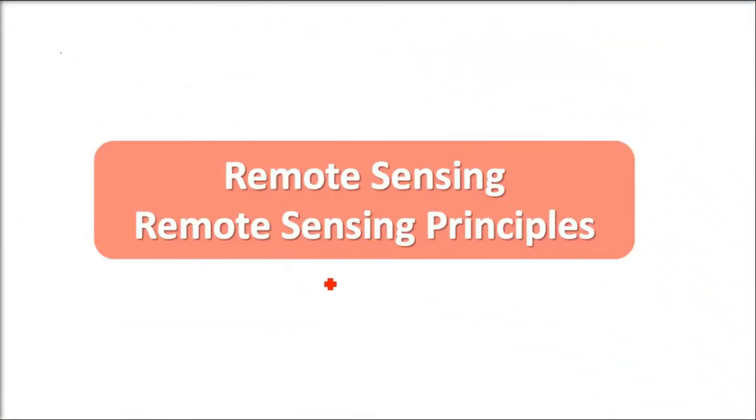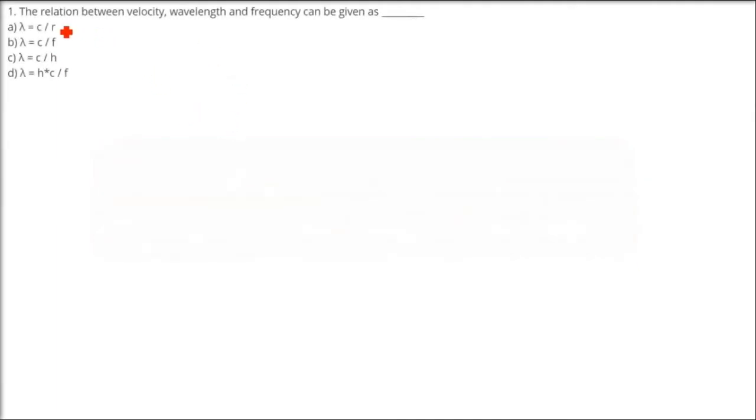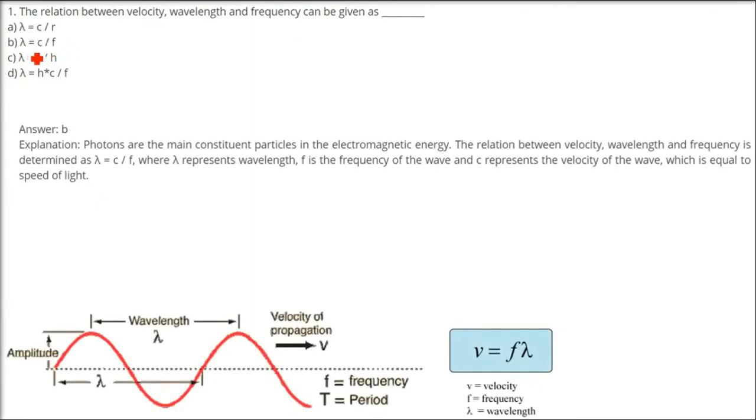We are discussing remote sensing. In these remote sensing principles, we are taking MCQs. We'll try to understand this concept using these MCQs. The first is: the relation between velocity, wavelength and frequency can be given as. So what is the answer here? The answer is B. How?